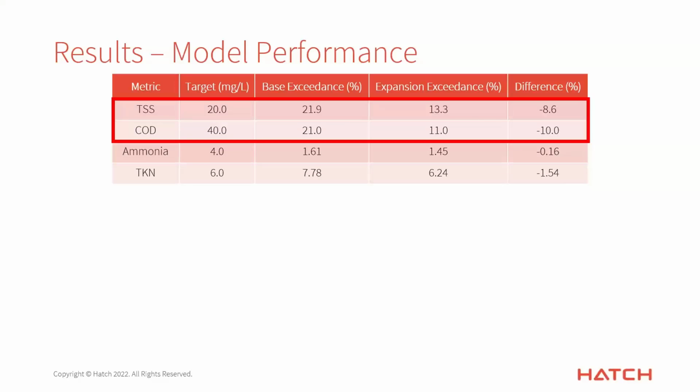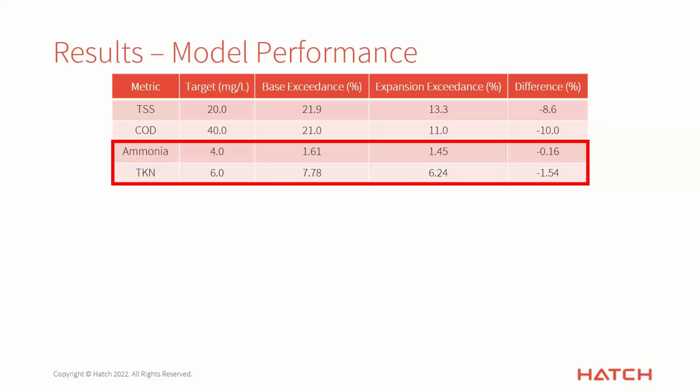So finally, we'll take a look at how these models performed. And first, taking a look at our solids, you can see that our TSS and COD didn't perform too great in our base case. But when we actually increased our sizing to our expanded case, you can see that this did result in a pretty significant reduction in the exceedance, where we're defining exceedance as the percentage of the dynamic simulation that is above our target value that's specified there. So you can see that, as you would expect, these solids removals are very highly related to the actual sizing of your plant.